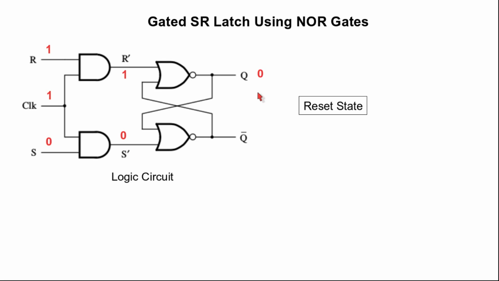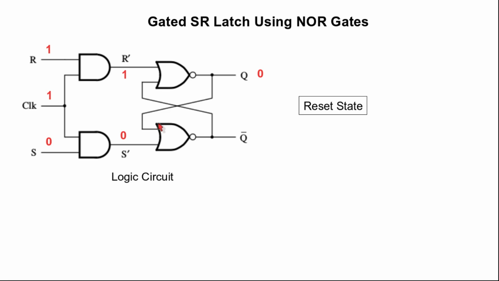So what do we see? When clock input is 1 and R input is 1 and S input is 0, the latch will go to the reset state. Similarly, if you work it out yourself, you will see that if we put R input equal to 0 and S input equal to 1, then the latch will go to the set state. And if we make both R equal to 1 and S equal to 1, both these outputs will be equal to 1, which means that would be invalid input.